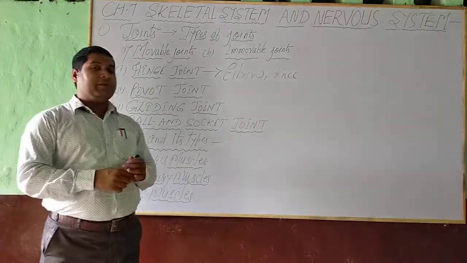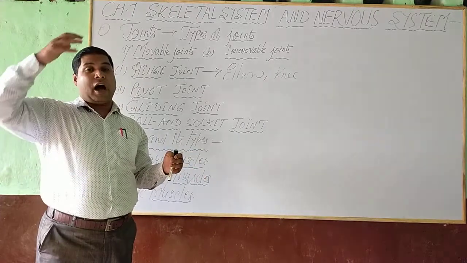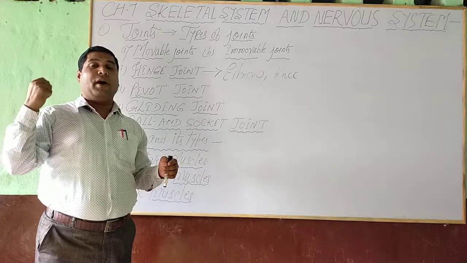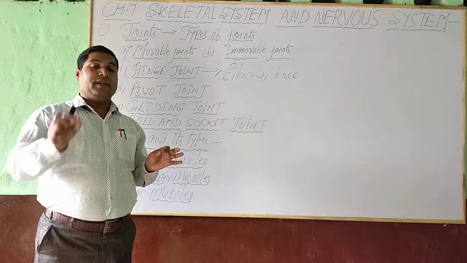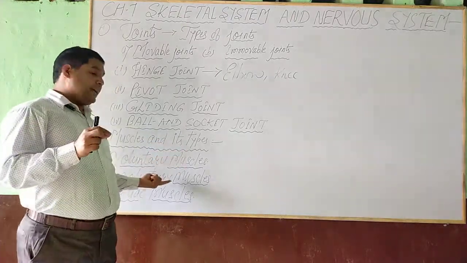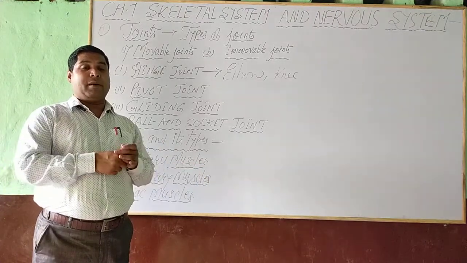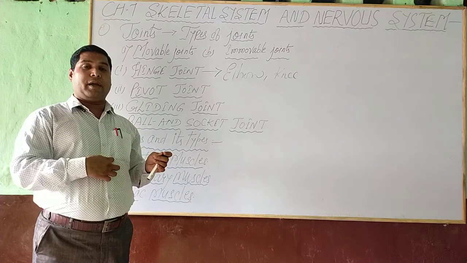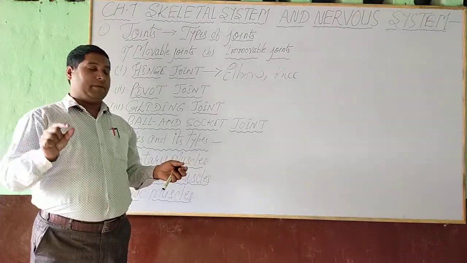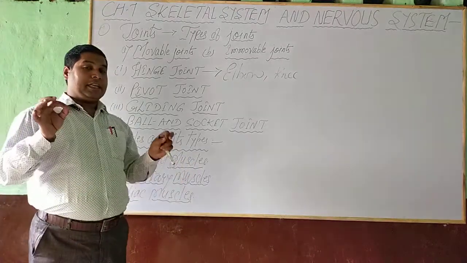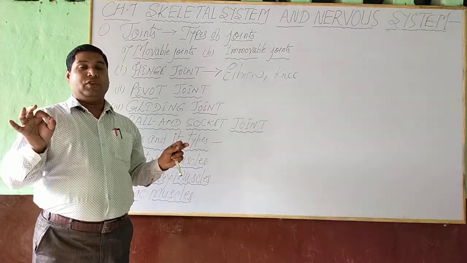Once again, voluntary muscles are those muscles which can work according to our will or according to the working of our brain. Means when the brain commands, the particular muscle works, known as voluntary muscle. Involuntary, which can't be controlled by our brain, known as involuntary. For example, food pipe. Muscles of the food pipe can't be controlled by our will, so it is known as involuntary muscle.